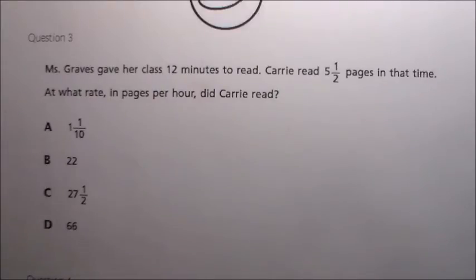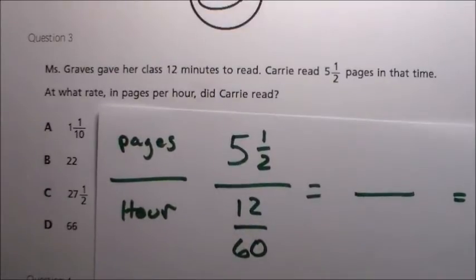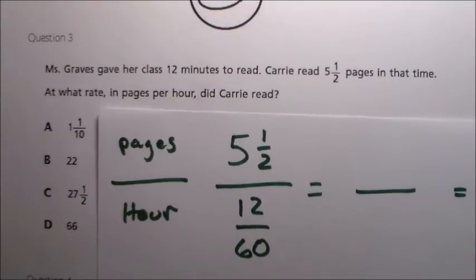That's nice. Miss Graves gave her class 12 minutes to read. Carrie read 5 1/2 pages in that time. At what rate in pages per hour did Carrie read? Okay, so we have pages per hour, and we have 5 1/2 pages, and the time is 12 minutes.